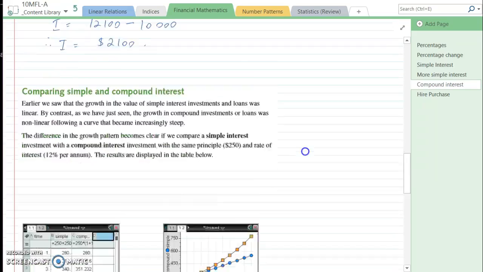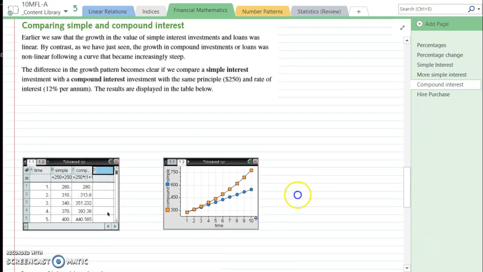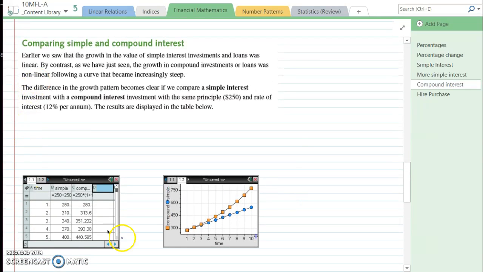Now you are good to complete questions 1 to 6. I will show you how to do this in your calculator when I return to class.